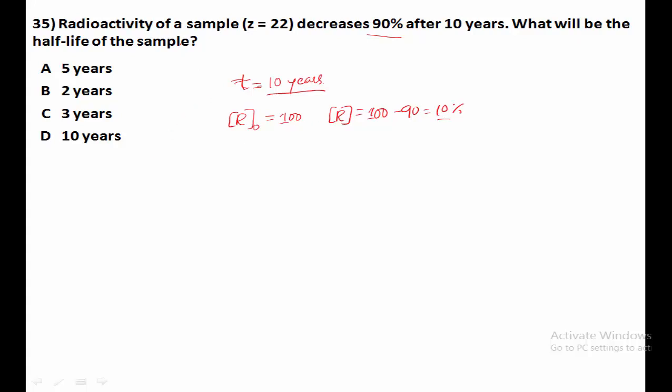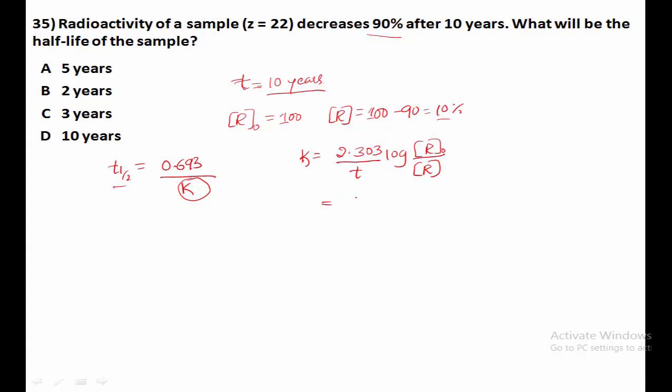Then what will be the half-life of the sample? Since it is a radioactive decay, it is a first order reaction. What is the equation for half-life of a first order reaction? That is t half is equal to 0.693 divided by k. You must know the value of k in order to find the half-life of the sample. So find the value of k first. So what is the equation? k is equal to 2.303 divided by t log of R0, the initial concentration, upon R, the final concentration at time t.